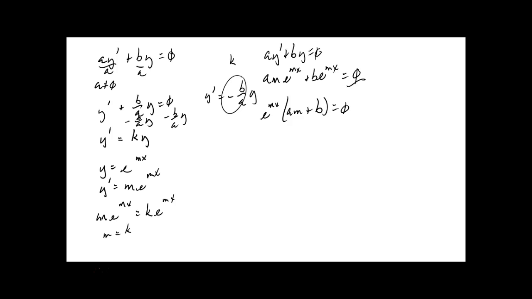You know that e to the mx is never 0. It's always positive, no matter what the m is. Never 0. So we can divide that away, and that gives us am plus b is equal to 0. So m is equal to minus b over a, which is exactly what we said before. Okay?